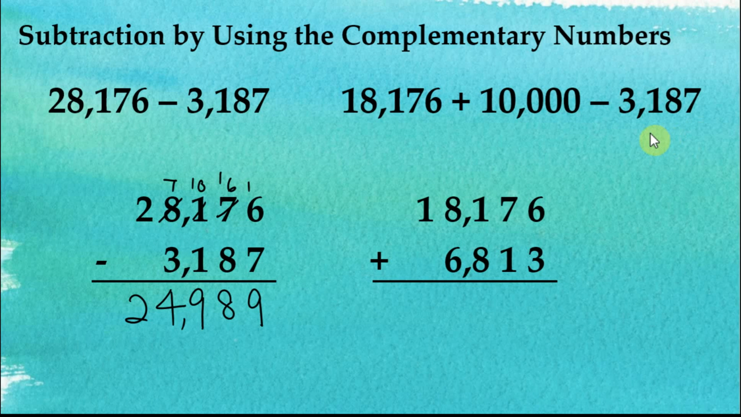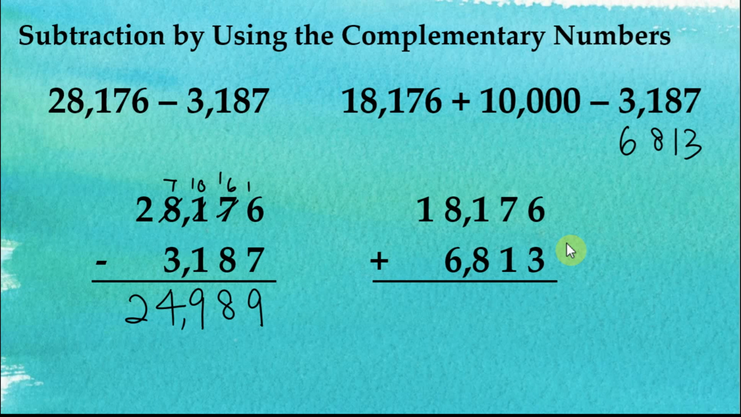Okay, the complement of 3,187. And the complement of this number is equal to 6,813. So this number will become 18,176 plus 6,813. And then, now that this has become an addition of two numbers, we can do this easier and quicker.